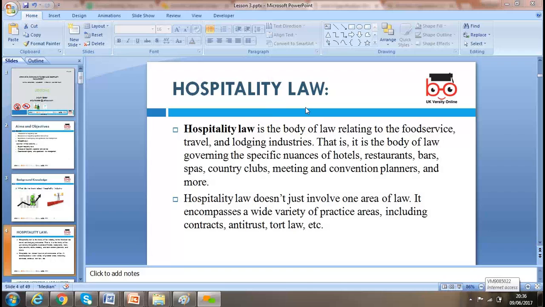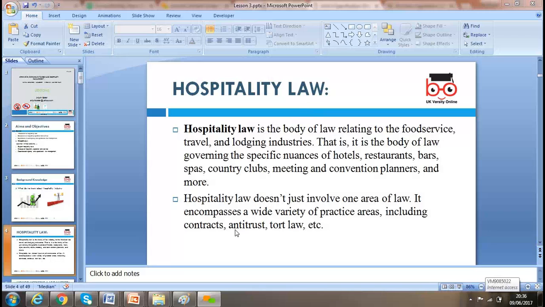Hospitality law is the body of law relating to the food service, travel and lodging industries. It is the body of laws governing the specific nuances of hotels, restaurants and bars. It comes with a lot of legislation. If we have open events, we need to follow the law. If there is a gambling law, we can't use different gambling machines, so we need to get a license for it. We need to deal with it.